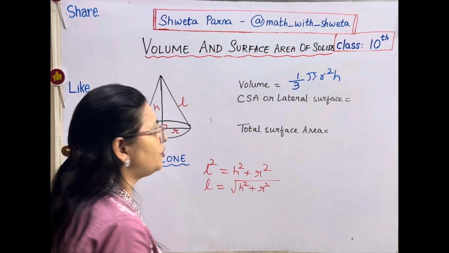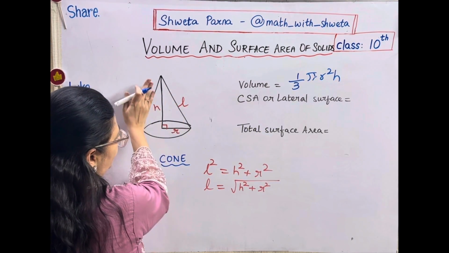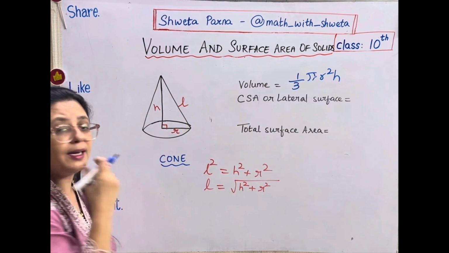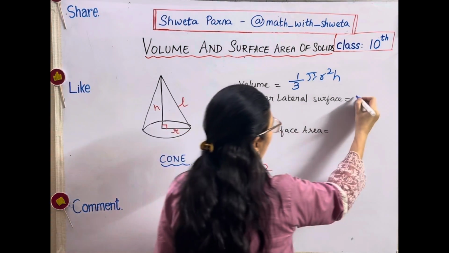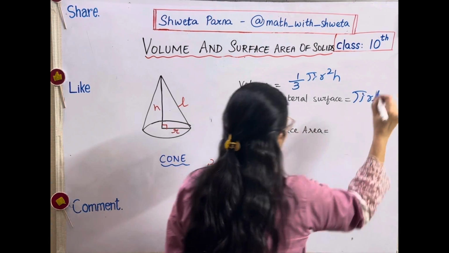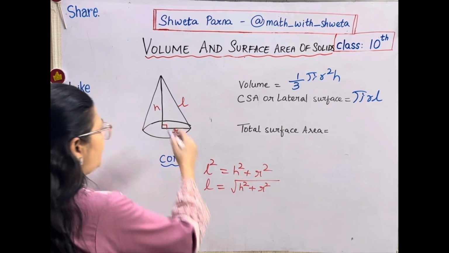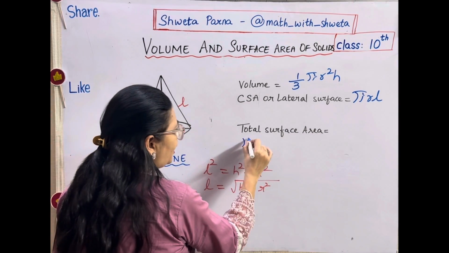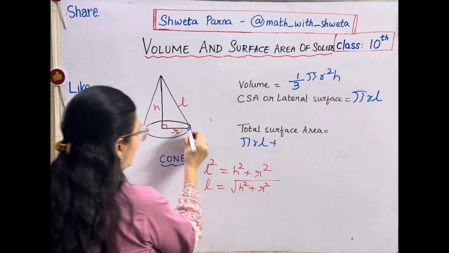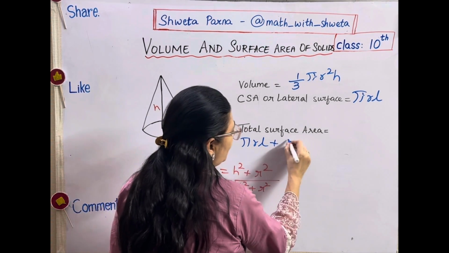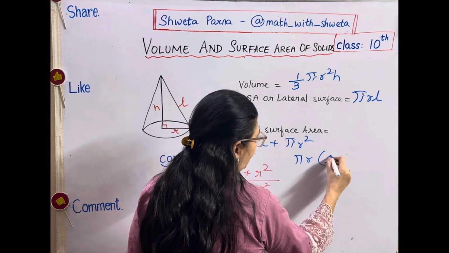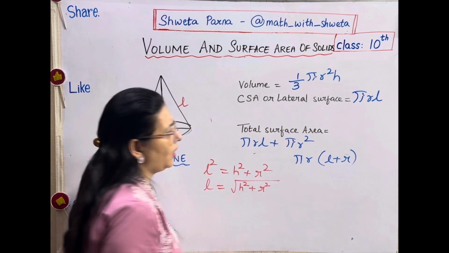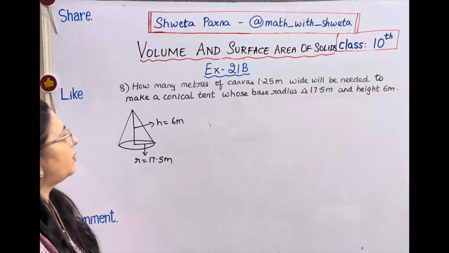Then comes the curved surface area, or it is also called the lateral surface. Lateral surface means towards the side. So the formula is pi r l. What is the total surface area? The curved surface area, which is pi r l, plus the area of a circle, which is pi r square. So take pi r common in bracket: pi r (l plus r). I hope it's clear. Let's go to question number 8, children.